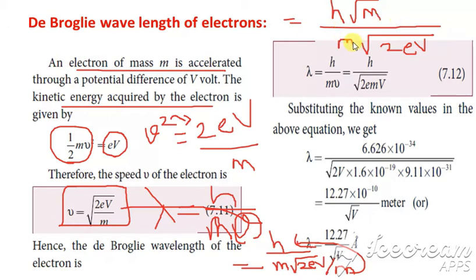Now how can you write this m? m can be written as root m into root m, just as 2 can be written as root 2 into root 2, is it not? In the same way, m can be written as root m into root m. One root m gets cancelled, and we can combine the rest inside, so we get h divided by the root of 2eVm. Now substitute all the values here.